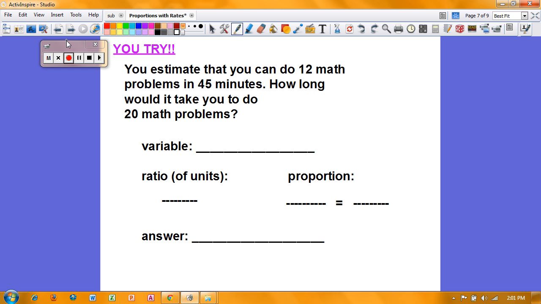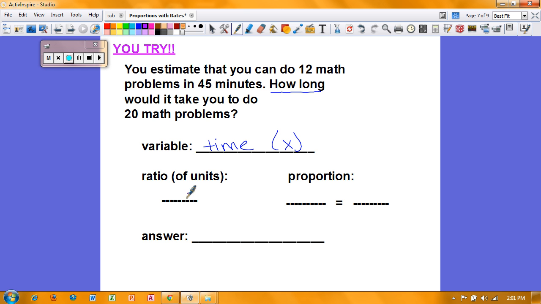Go ahead and pause and work this problem out on your own. Okay, you estimate that you can do 12 math problems in 45 minutes. How long would it take you to do 20 math problems? So our variable is what we're looking for. So we are looking for how long it would take. So we're looking for time. Again, I'm going to use x for my variable.